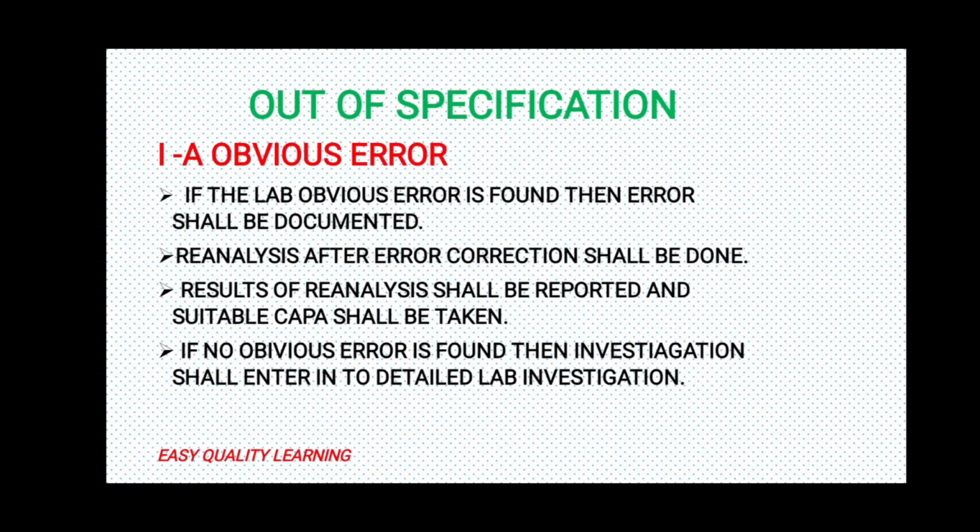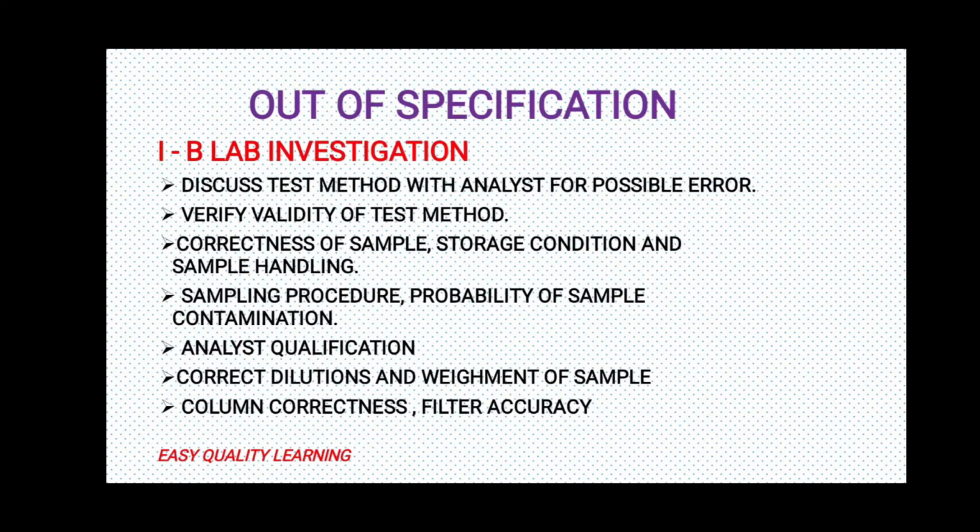If we are not able to find any obvious error in the first 1A investigation, then we need to enter into the detailed lab investigation. Detailed lab investigation, it is 1B lab investigation. So, we need to discuss the test method with the analyst for possible error. We need to ask the analyst what exactly he has done while handling this particular sample and how he has executed it, so that we are able to know the probable or possible reason of error.